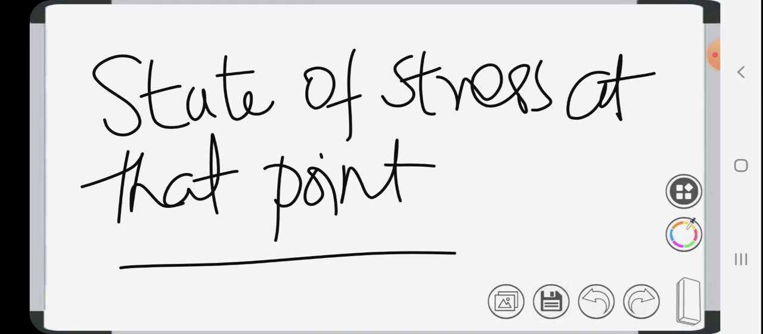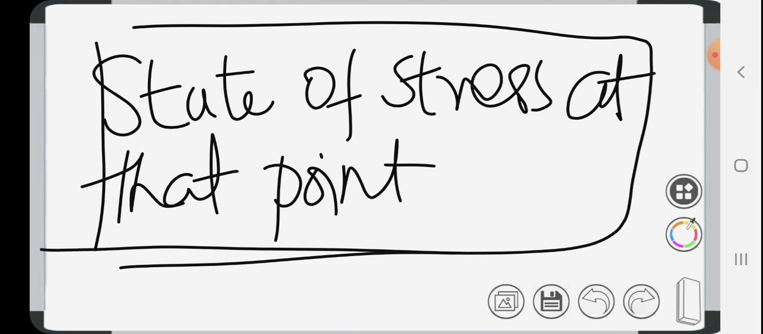It is very important to understand that we cannot calculate stress on a plane directly in the case of complex geometry and complex loading. So we have to go for finding stress at a point. That's the importance of state of stress at a particular point.